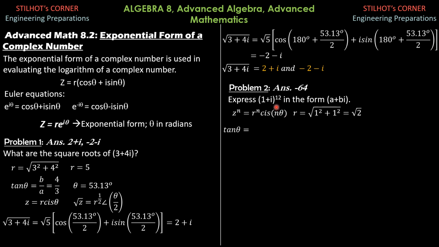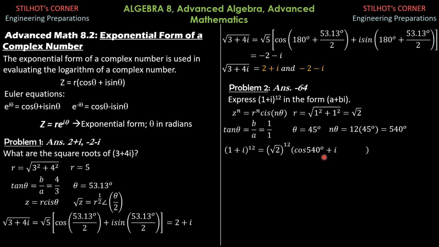And tangent theta is 1 over 1, both positive, so it is in the first quadrant, and that is theta 45 degrees. Therefore, n theta, 12 times 45 degrees, is equal to 540 degrees, which is a quadrantal angle, which is the negative x-axis. And cosine of 540 degrees, if you can remember without using the calculator, that's negative 1, while sine of 540 degrees is 0. So therefore, (1 plus i) raised to 12 is equal to square root of 2 raised to 12 cosine of 540 degrees, which is n theta, plus i sine 540 degrees.